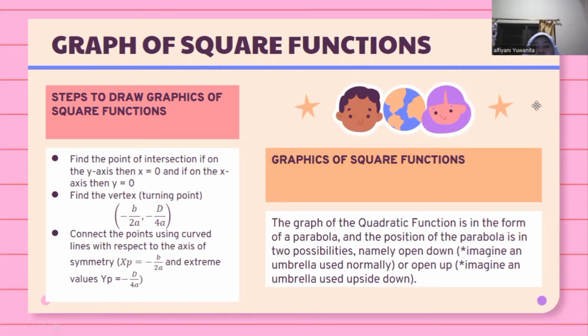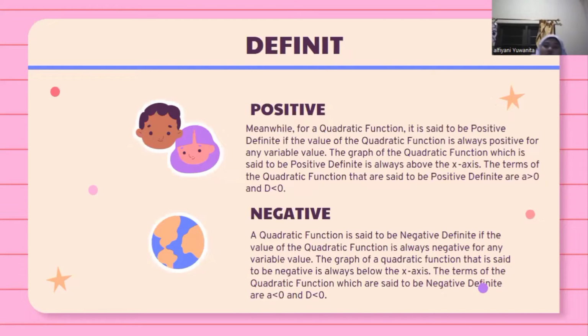Graph of the quadratic function. The graph of the quadratic function is in the form of a parabola, and the position of the parabola has two possibilities, namely open down, where we can imagine an umbrella used normally, or open up, where we can imagine an umbrella used upside down. There are two types of definite.